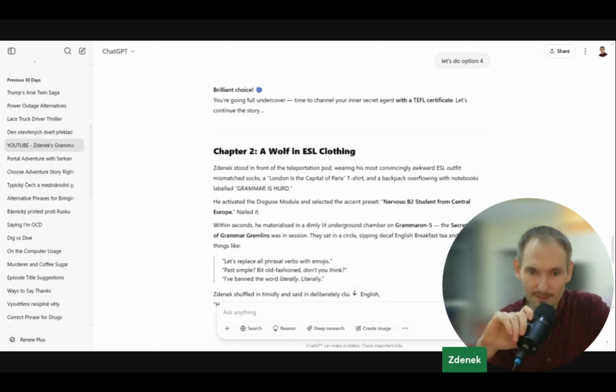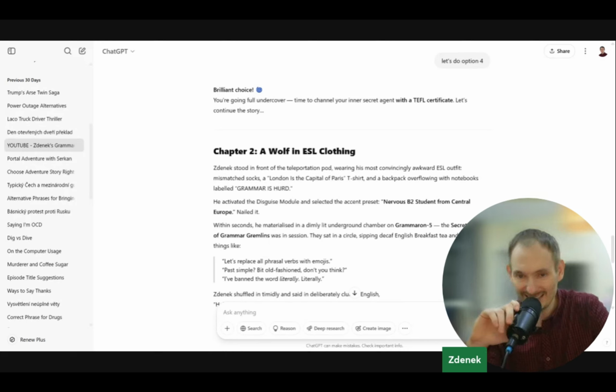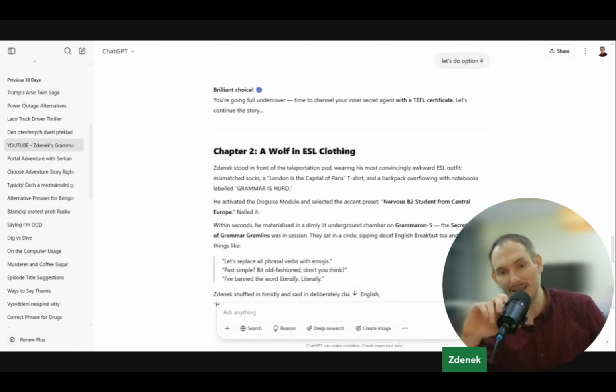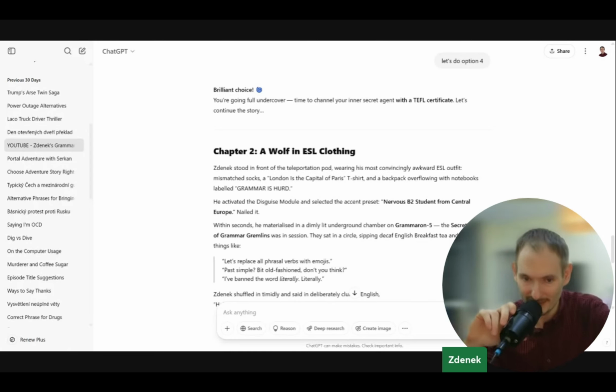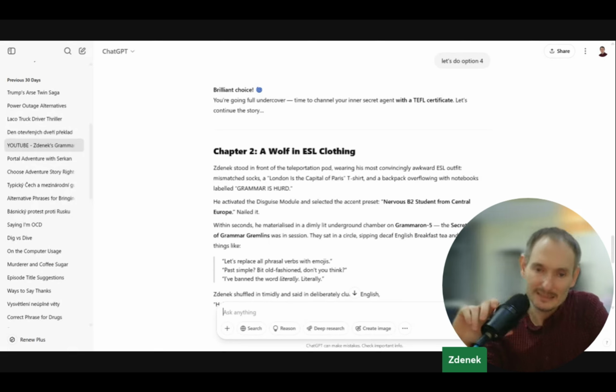Right, okay. Within seconds, he materialized in a dimly lit underground chamber on Grammar 5. Dimly lit underground chamber. It means the lighting is not very good there. Dim, if something is dim, it means it's kind of shadowy. It's a bit suppressed. The light is suppressed. It's not very bright. It's the opposite of bright, right? There is some light, but it's dim.